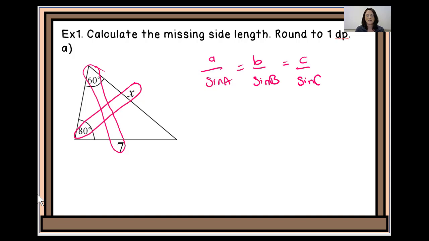So for my ratio to fill it out, my side length, x, is going to divide by sine of my angle that corresponds with that side length. So x over sine 80 is equal to 7 over sine 60.